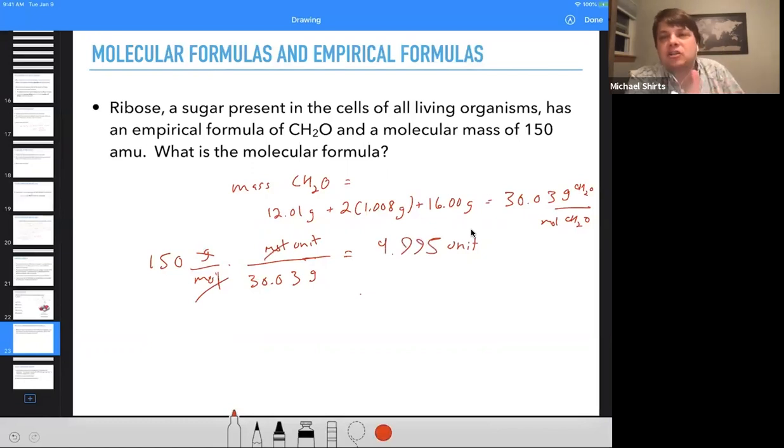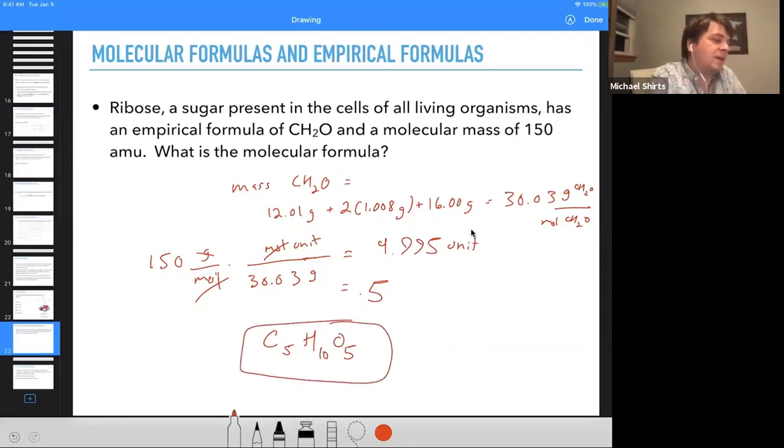Now, we can't have a fractional number of units of this. You can't have a fractional number of molecules. So the conclusion would be that there's some experimental error in the determination, right? We said it's 150 AMU. That could be either 2 or 3 significant digits. So our answer is to 2 or 3 significant digits, and it's 5. So there are 5 copies of CH2O in ribose, which means the molecular formula would be C5H10, multiplying that by 10, O5. So that would be the molecular formula given the empirical formula and the molecular mass.